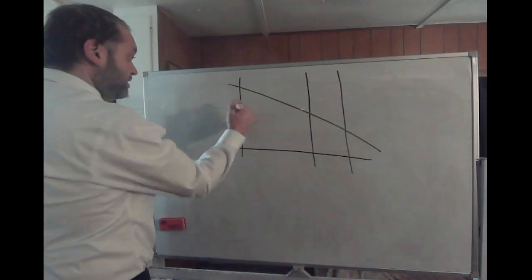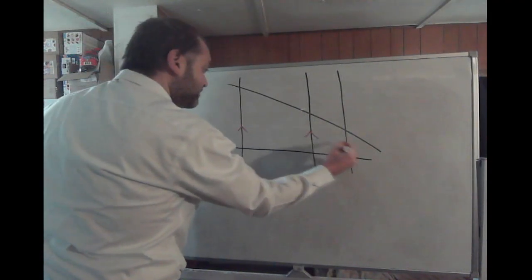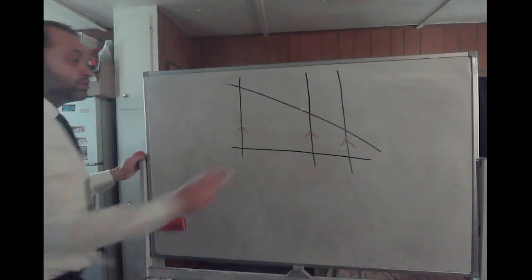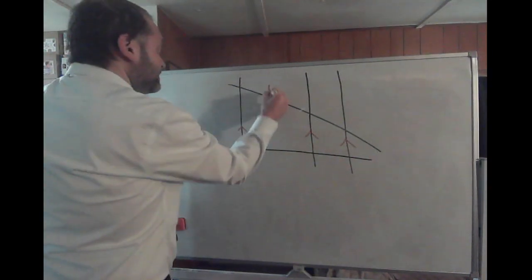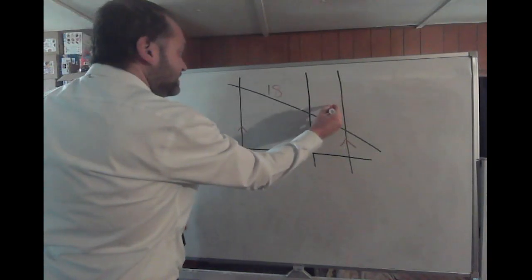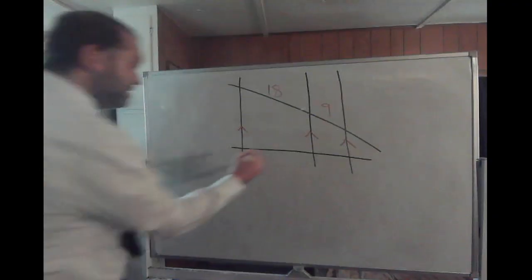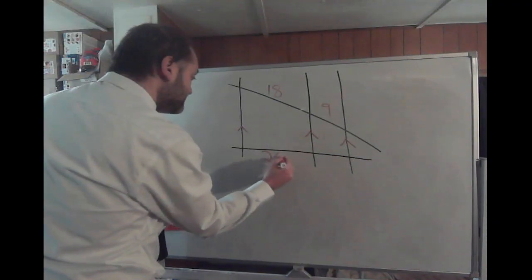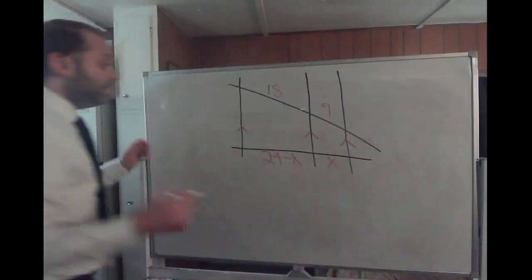Let's see. We are given again that these three vertical lines are parallel to each other. This segment has a length of 18, this one a length of 9. This one is 24 minus x. This one is just x.